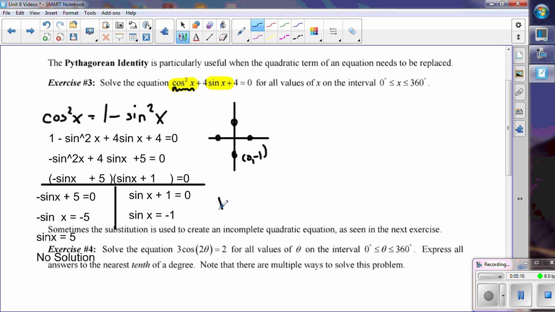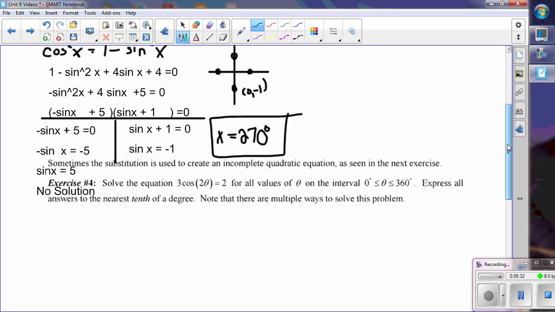So that would mean that x here would have to be 270 degrees. There are no other locations to solve this, so there's only one answer to this question, which is x is 270 degrees, and that's our answer.